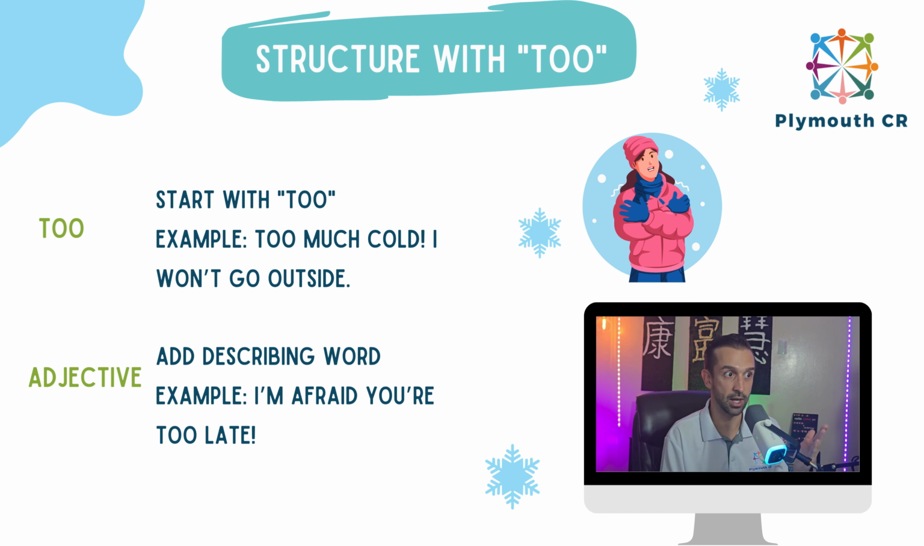I have another example in here, two more. It says, too much cold, I won't go outside. The coldness is way more than I can handle, so I'm not going to go outside. And the other one says, I'm afraid you're too late. Oh, I'm sorry, you're too late. It passed already the time that is allowed, so it's too late. It's "demasiado tarde". All right, so as you can see, it's used more in a negative context.